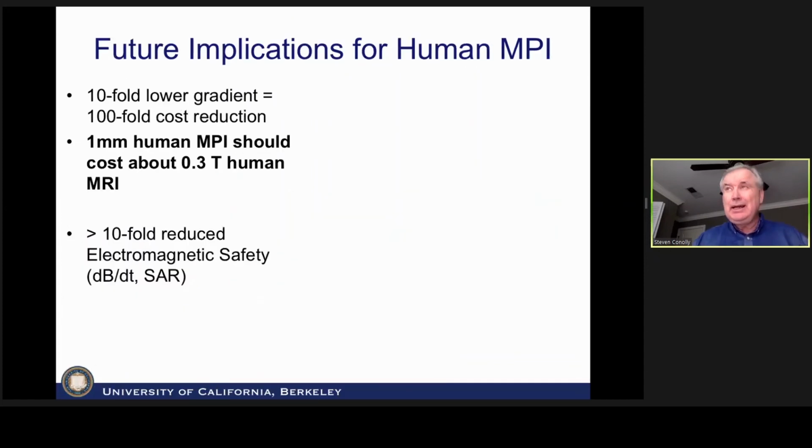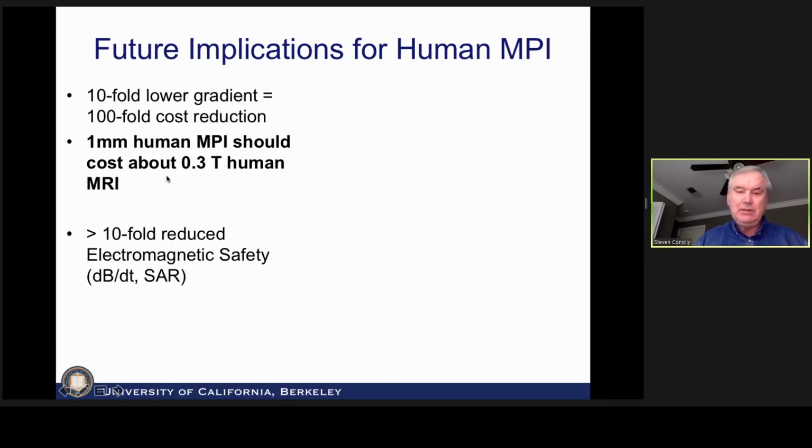And just to put it in context, if we can reduce the cost of that gradient field by 10 times, that would actually reduce the hardware cost by a factor of 100. I've had a lot of experience building MRI scanners and MPI scanners, and so a 100-fold cost reduction is absolutely enabling. It also greatly mitigates the electromagnetic safety. The FDA, of course, has safety limits on both dB/dt and SAR. And so finding a new nanoparticle, I think, is absolutely crucial to get a 1 millimeter human MPI scanner.